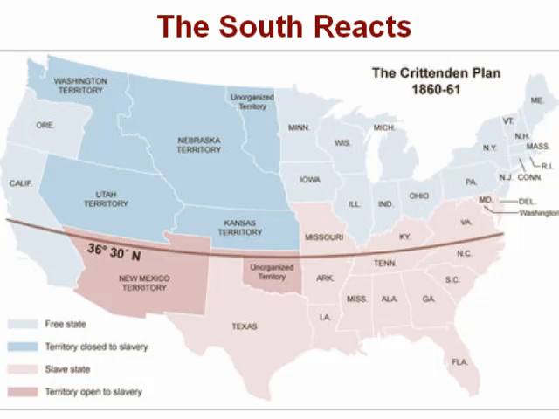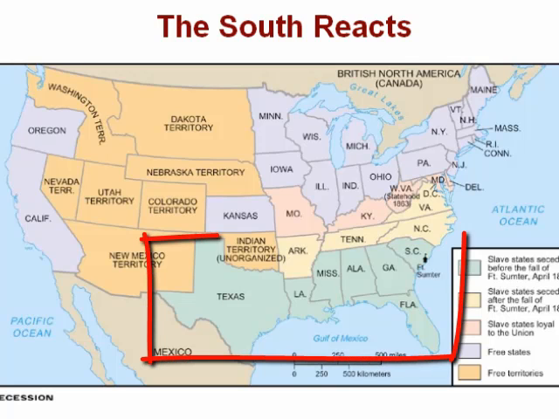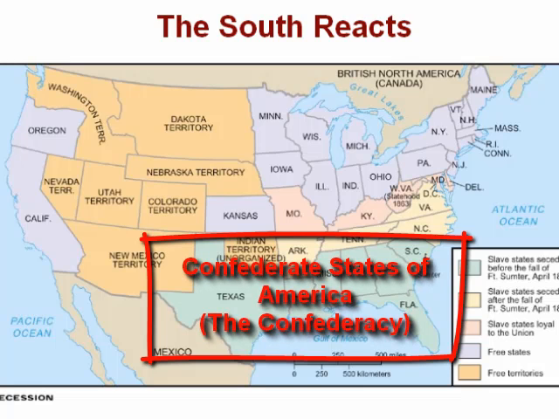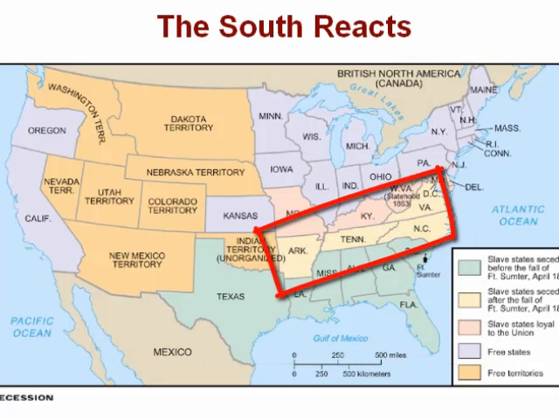Starting with South Carolina in 1860, six states followed South Carolina and decided to leave the Union and formed the Confederate States of America, or the Confederacy, and elected Jefferson Davis as their president. The first states to secede were South Carolina, Georgia, Alabama, Mississippi, Louisiana, Texas, and Florida. And we can also see from this map that there were other states that did secede, but we'll talk about that in a moment.